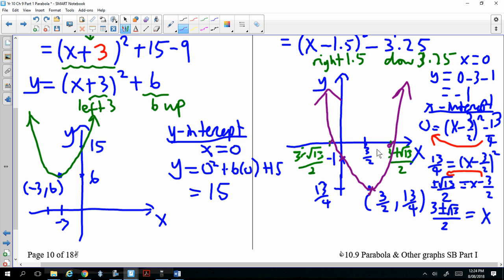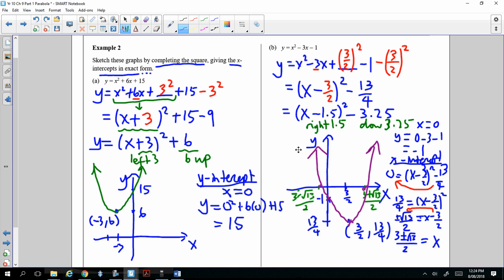Alright, so that's called sketching by completing the square. Sketching by completing the square. Alright, any questions? So it can get a bit hard, so make sure you try all the questions today from exercise 9D.